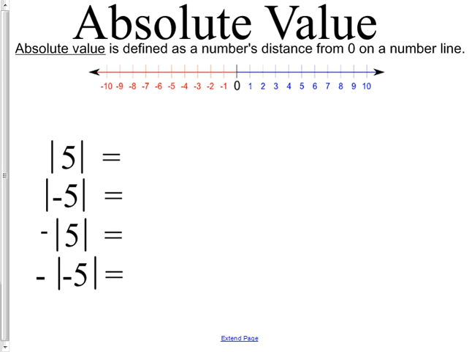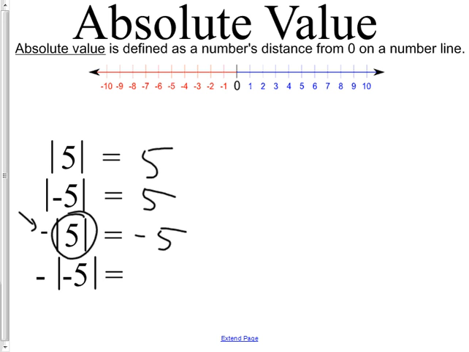Absolute value. It's defined as the distance from 0 on a number line. So absolute value of 5 means how far away is 5 from 0? It's 5. This means how far away is 5 from 0, and it's 5 away. But then you apply this, which means opposite of. So what do you think the answer is? -5. And the only way you're going to ever have an absolute value come out negative is if the negative is on the outside.